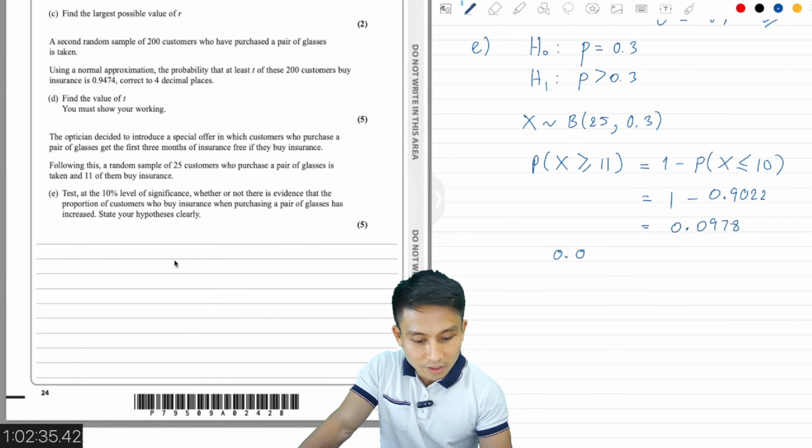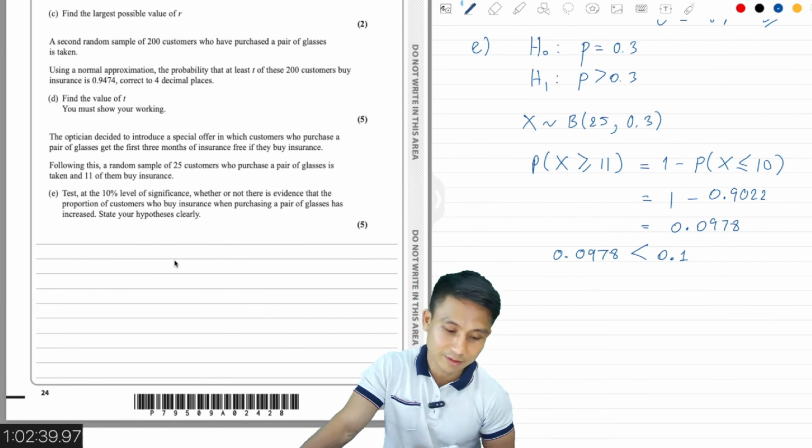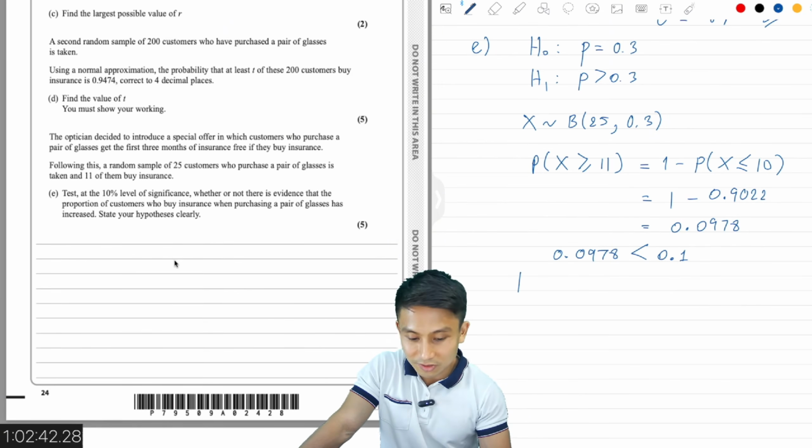So 0.0978 is less than 0.1. So this is significant. So H0 is rejected.